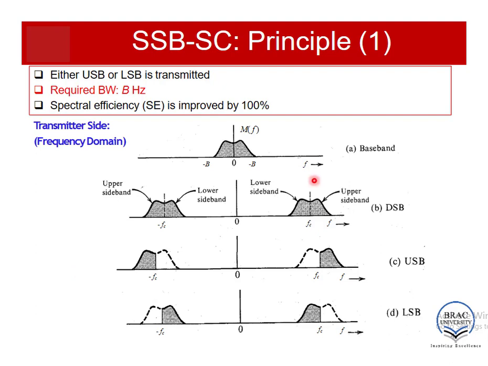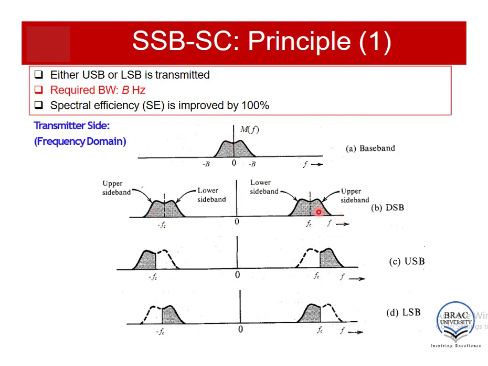So let's see some figures to get a better insight. This is a message signal in frequency domain. This is the baseband signal. When we are using double sideband suppressed carrier modulation technique, this whole bandwidth will be transmitted to FC and minus FC. FC is obviously the frequency of the carrier signal. So here we can see that the spectrum is shifted to FC and minus FC. Obviously the height of this spectrum will be half of what it was in the original spectrum.